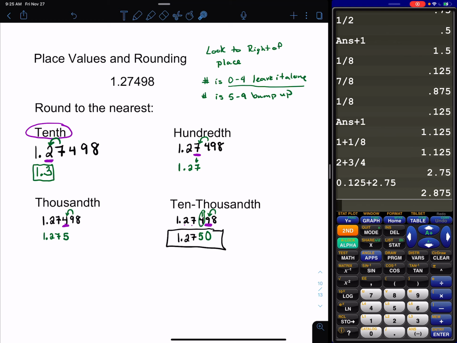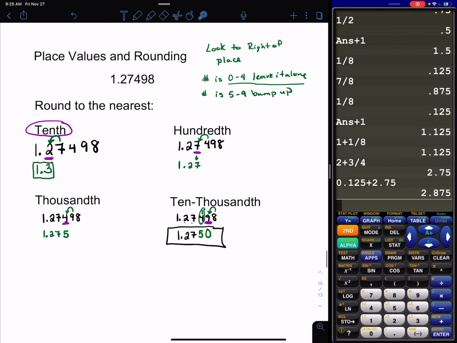So if we're rounding to the nearest tenth, the 2 is the number in the tenths place. The 7 is the number to the right of it. So that 7 tells us to bump the 2 up. So when we round, we'll write it as 1.3, or 1 3/10. Notice whatever place value we're rounding to is the last digit that we have. We just drop everything after it if it's after a decimal point.